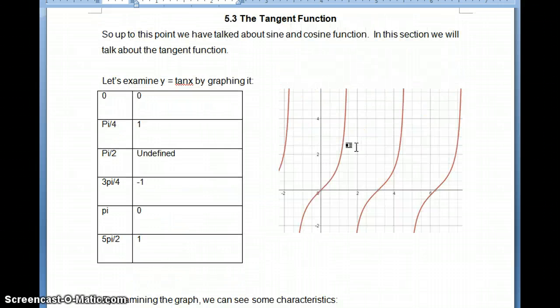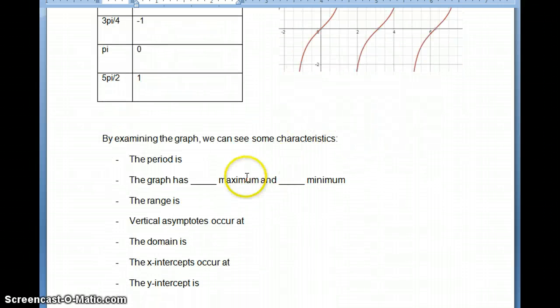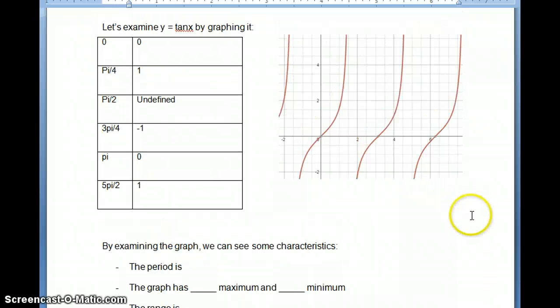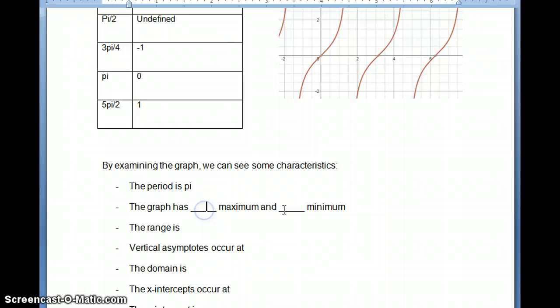Alright, so now let's look at some characteristics of the tangent graph. First, the period here is pi, so that's different from sine and cosine, where the functions had a period of 2 pi. This one is only 1 pi, and if we were to continue on to 3 pi over 2, this one would be undefined. If you take the difference of pi over 2 and 3 pi over 2, it would be 1 pi. So we could say that our period here is pi.